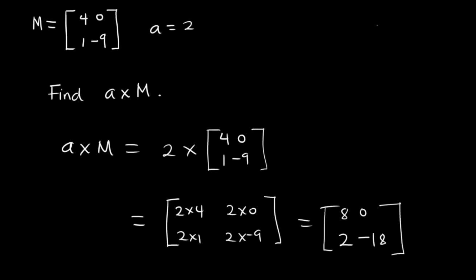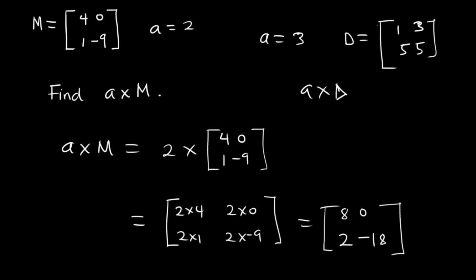So let's say I have a scalar A given to be 3, and then I have a matrix D with these entries 1, 3, 5, 5. Okay, so we are going to find the product of the scalar and then the matrix D. So this will be the scalar 3 multiplying the matrix 1, 3, 5, 5.